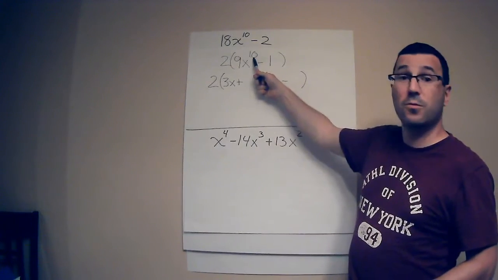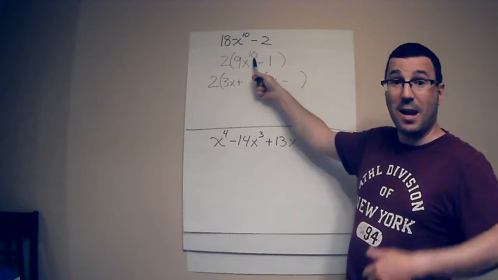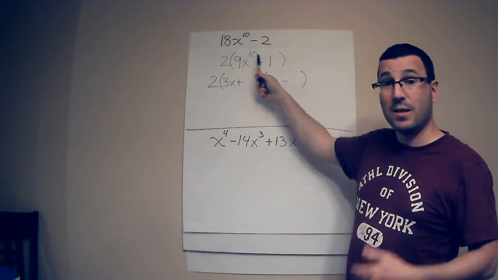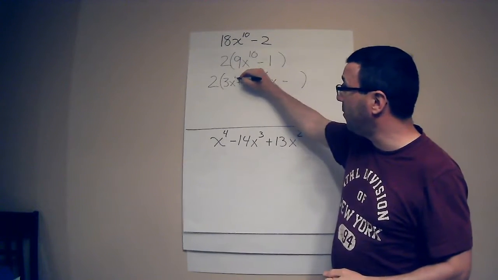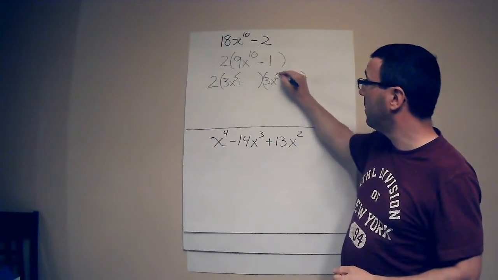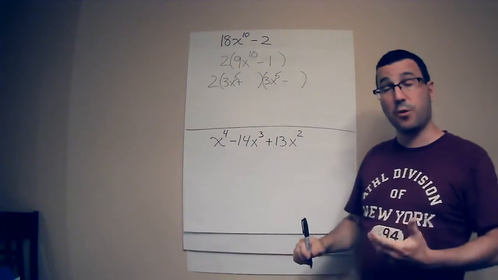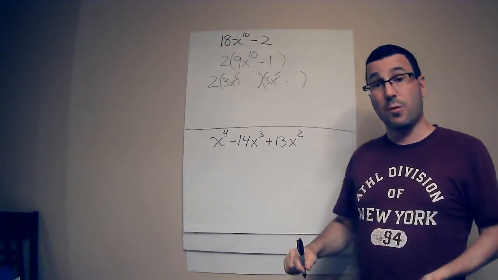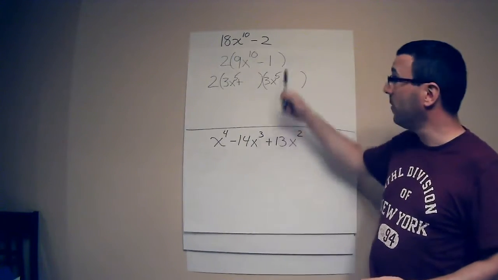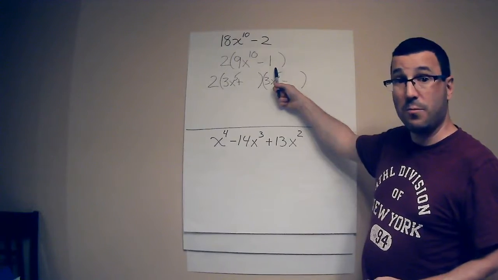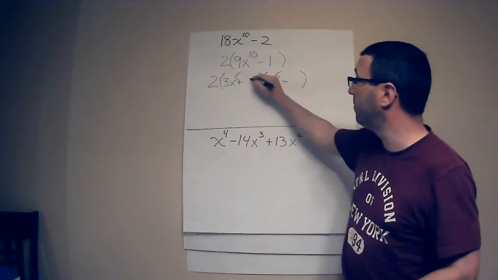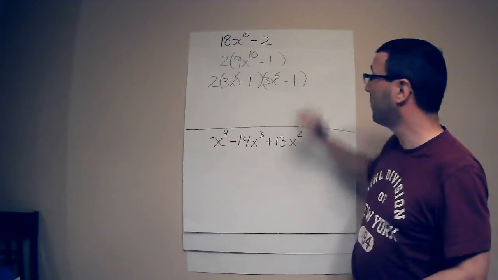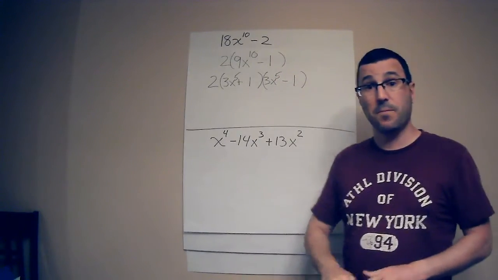Then I'm going to look at the exponent of 10. I'm going to divide that by 2. 10 divided by 2 is 5. So my exponent in the parentheses is 5. So that first term in the parentheses is 3x to the 5th. Then I look at the second term. It's a 1. Square root of 1 is just 1. I put a 1 in each parentheses.